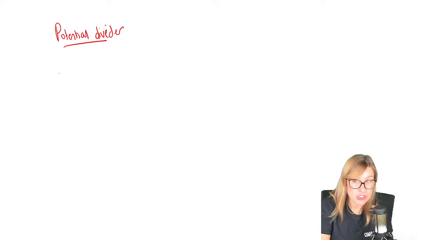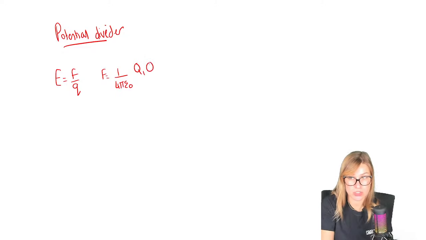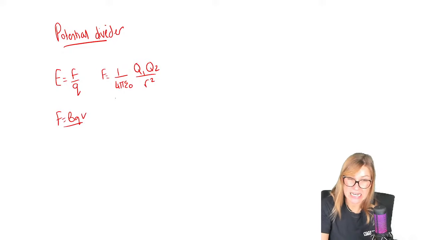For electric fields here, all you need to know is that electric field is force per unit charge. And to find the force, all you have to do is 1 over 4 pi epsilon naught, Q1 Q2 over the distance between the charges squared. Then for magnetic fields, F is equal to BQV. So it's slightly different.